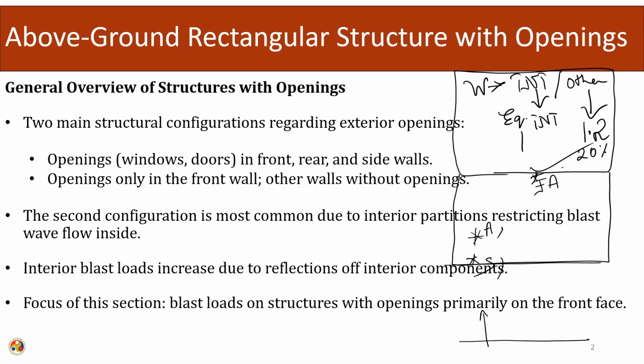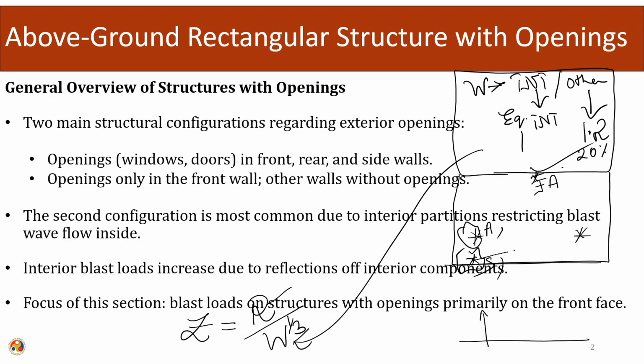In order to calculate the parameters, first we need to calculate the parameter Z. Z is nothing but the standoff distance divided by the cubic root of the weight. The weight we get from the charge characterization, and the standoff distance we calculate from where the point of interest is from the explosion. This will be the R, depending upon what type of blast is occurring. So, we get the R, we get the W, and then we calculate the Z from there.